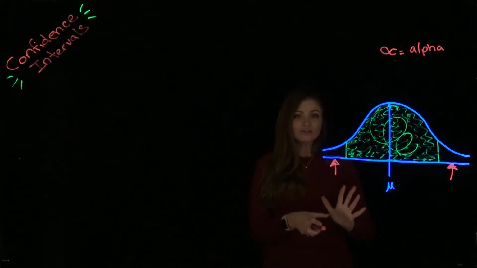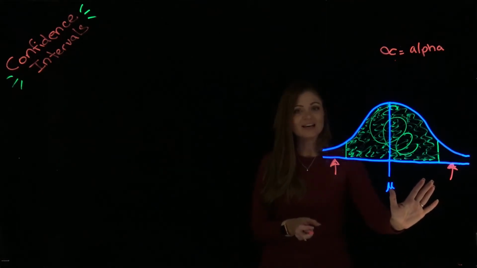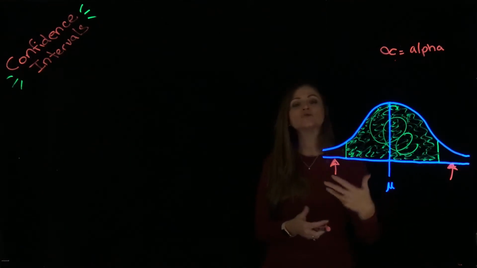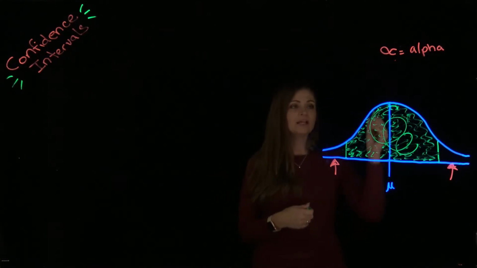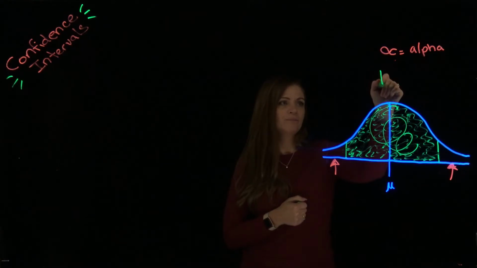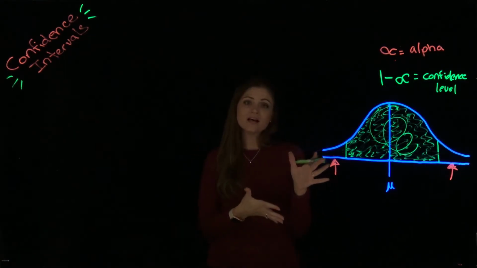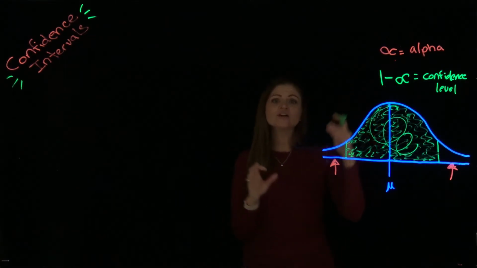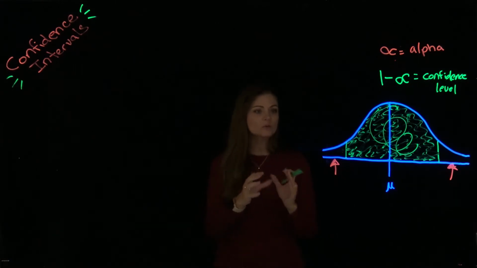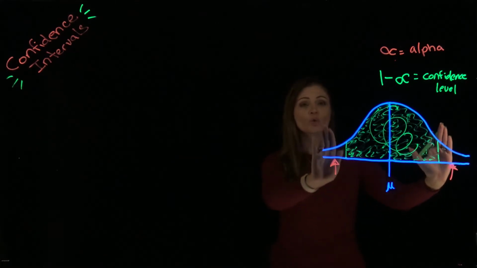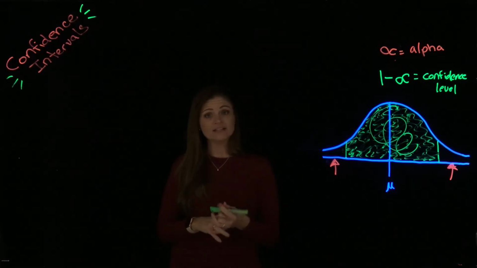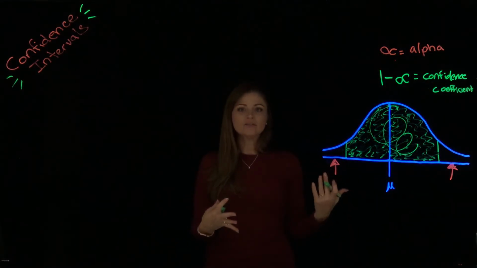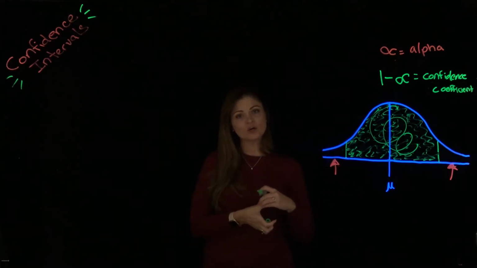So if the alpha is the amount in our tails, what we have inside is what we call our confidence interval. And that is typically 1 minus alpha. So 1 minus alpha is our confidence interval. Together, they'll equal one whole. They'll always equal a whole because everything's accounted for. We have our alphas on the end, and we have our 1 minus alpha, or our confidence level, in the middle. 1 minus alpha is referred to as our confidence coefficient.